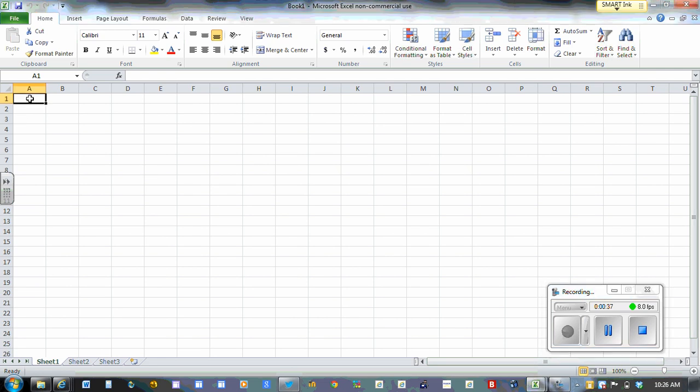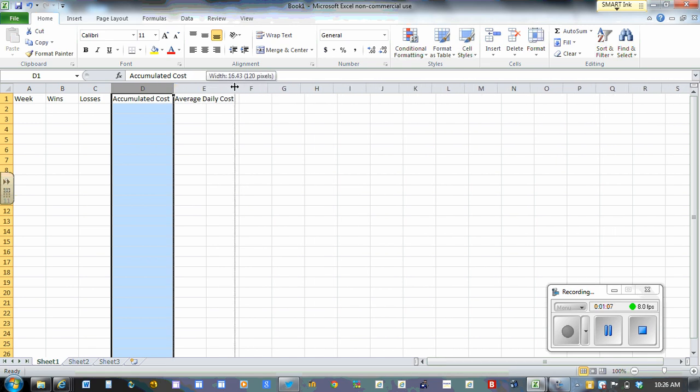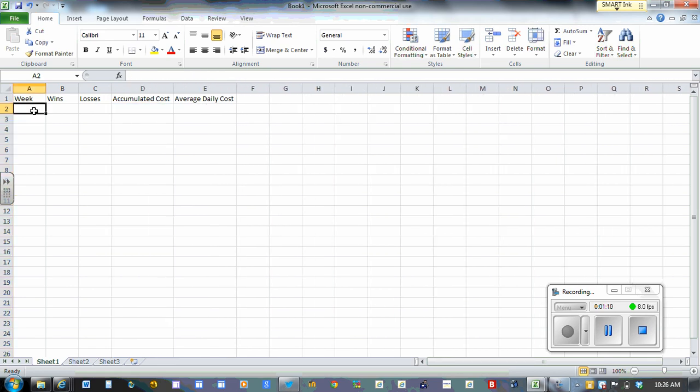So let's start off by formatting our sheet as you had done in class. This column, we titled it Week, Wins, Losses. The next column we had accumulated or cumulative cost, followed by the average daily cost. So I'm just going to widen out these column headings so we can get a good look at them. And the work that you had done in class, we looked at weeks 1 through 10.